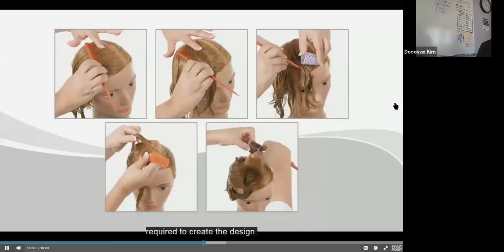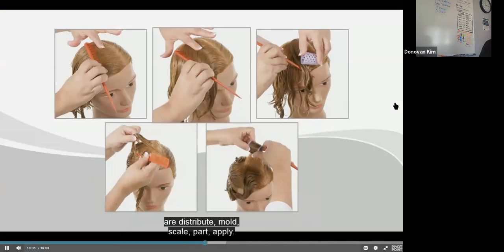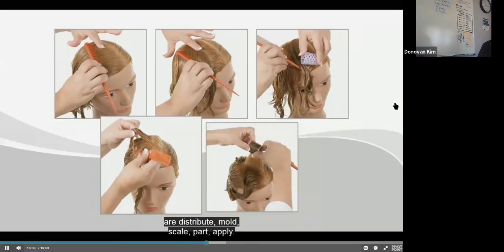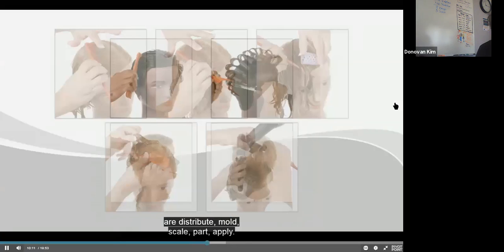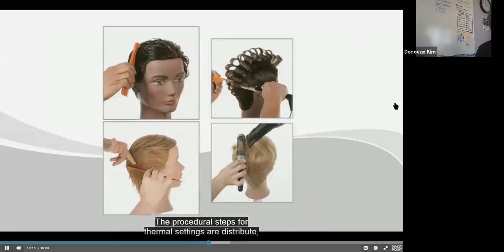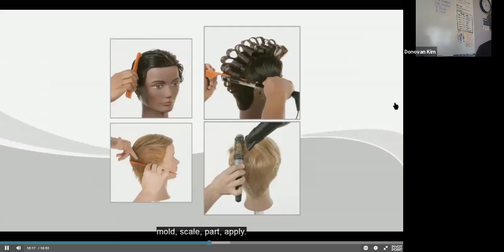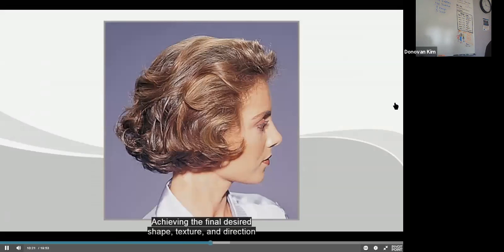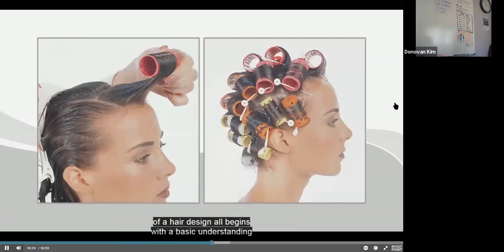In wet setting, the procedural steps are distribute, mold, scale, part, apply. The procedural steps for thermal settings are distribute, mold, scale, part, apply. Achieving the final desired shape, texture, and direction of a hair design all begins with a basic understanding of distribution and molding.